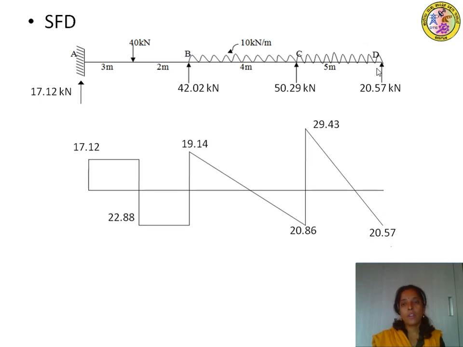So left of D it is minus 20.57, and shear force to the right of D is minus 20.57 plus 20.57, which will be equal to 0. The shear force always should join to the baseline. So this is the shear force diagram. The values above the baseline are taken positive and the values below the baseline are taken negative. This is the shear force diagram.